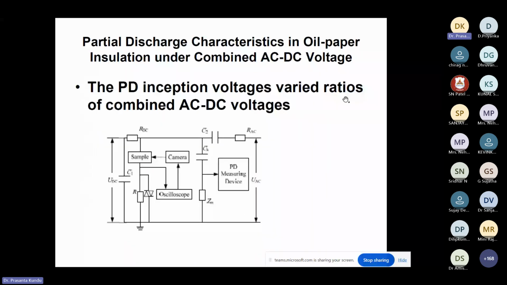Now PD studies are done for AC-DC combined voltages also. Inception voltage varies with the combined AC-DC voltages, and you will have the transformer cases, where the oil-paper insulation is under combined AC-DC voltage, specifically for the converter transformer. How is the PD going to occur? This is a typical setup for the PD measurement, similar to the previous one. You will have the sample, then the oscilloscope, then the voltage measurement devices. This is the DC side, and this is the AC side.